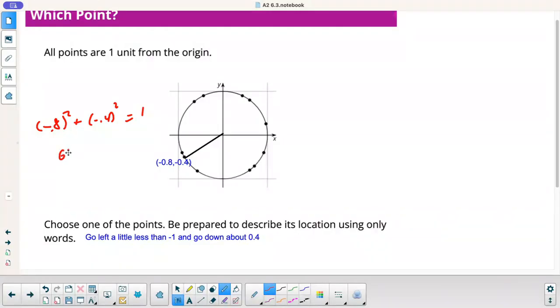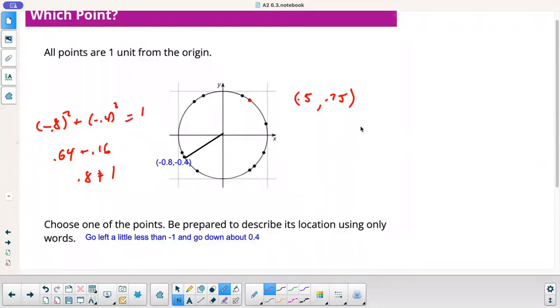So, because I get 0.64 plus 0.16, this is going to be 0.8, which is not equal to 1. So this point is definitely not on the circle, but again, it's just an estimate. If I wanted to pick this point right here, I'm going to go to the right about 0.5. It looks like I'm going up about 0.75. But again, if this doesn't fit properly into the Pythagorean theorem, it's probably not on the circle.